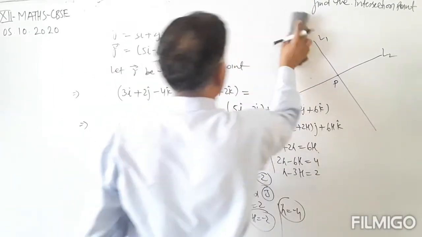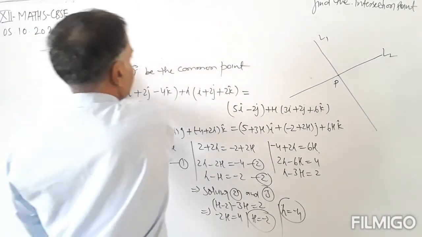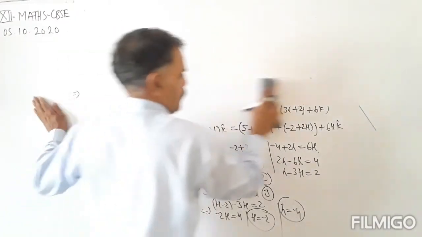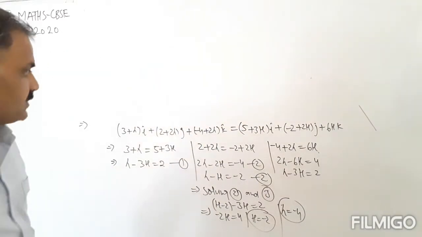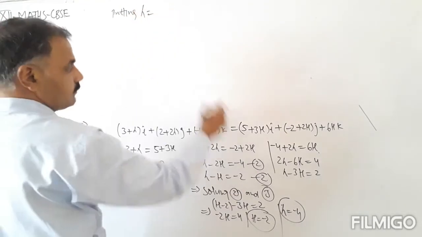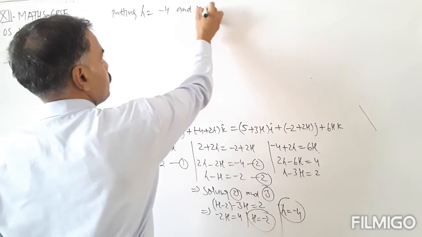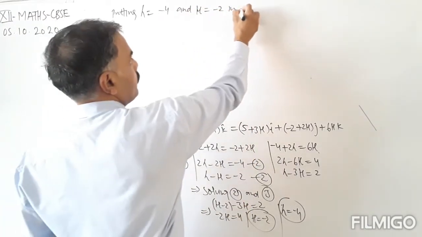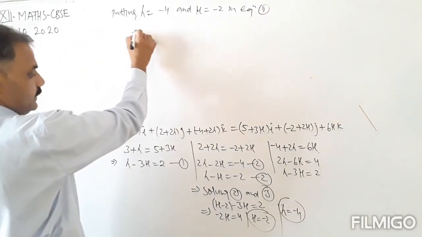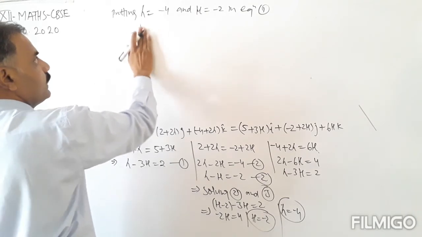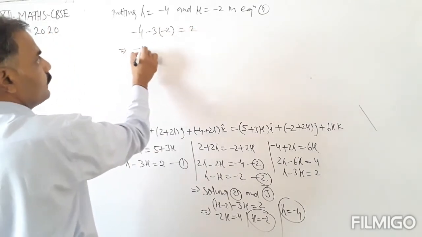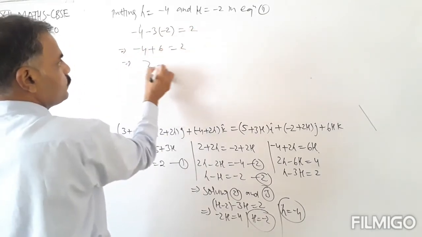Putting these values of lambda and mu in equation first. Putting lambda equals -4 and mu equals -2 in equation first: -4 minus 3 into -2 is equal to 2. So -4 plus 6 equals 2, which means 2 equals 2.